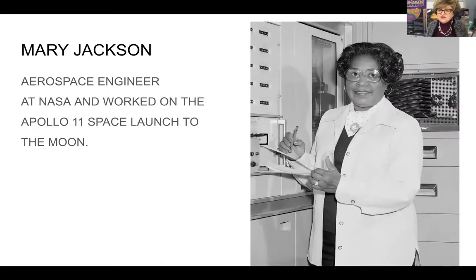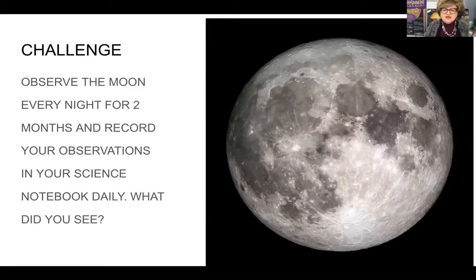Now, we've been talking about women in science this week. So this is Mary Jackson. She's an aerospace engineer, well, was, she's not now, but she was an aerospace engineer at NASA, and she worked on the Apollo 11 space launch to the moon. And very often the kids will ask me, what's the name of the moon? The name of our moon is Luna. And I'd like to challenge you to observe the moon every night for 2 months. Record your observations in your science notebook every day. What did you see?